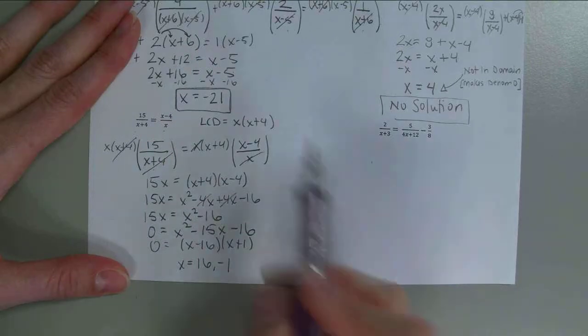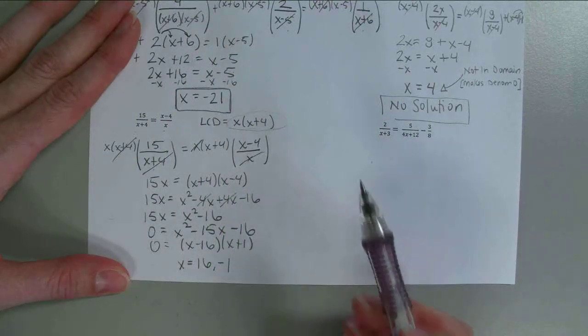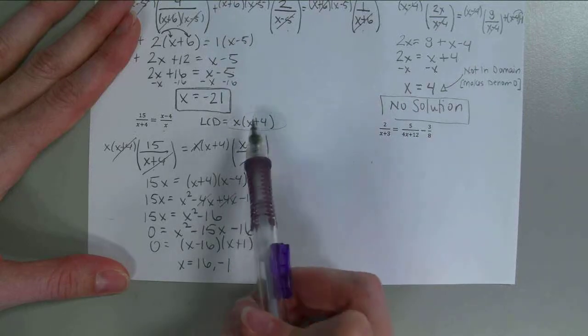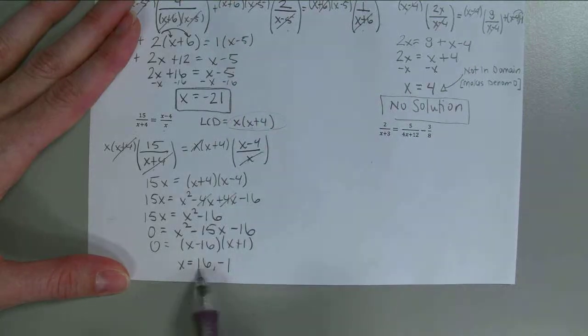We go to our LCD. What would make our LCD 0? 0 and negative 4, right? And this is neither 1, okay? So this is okay. We have our solutions. 16 and negative 1 both make the left side equal the right side, which is pretty interesting that we can have two answers there.